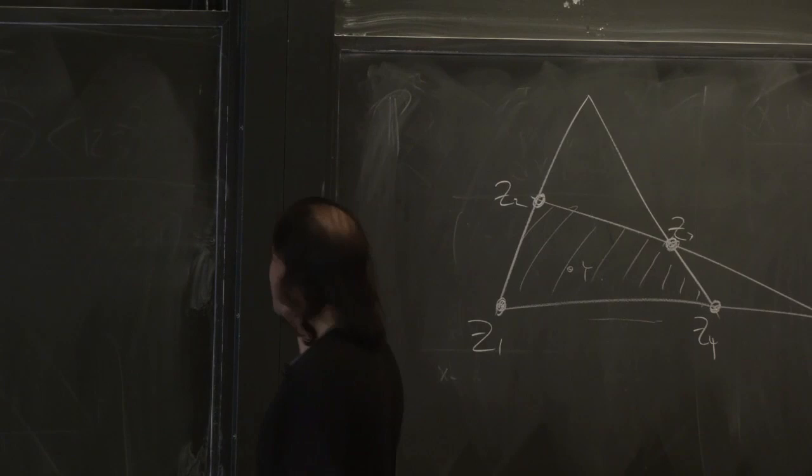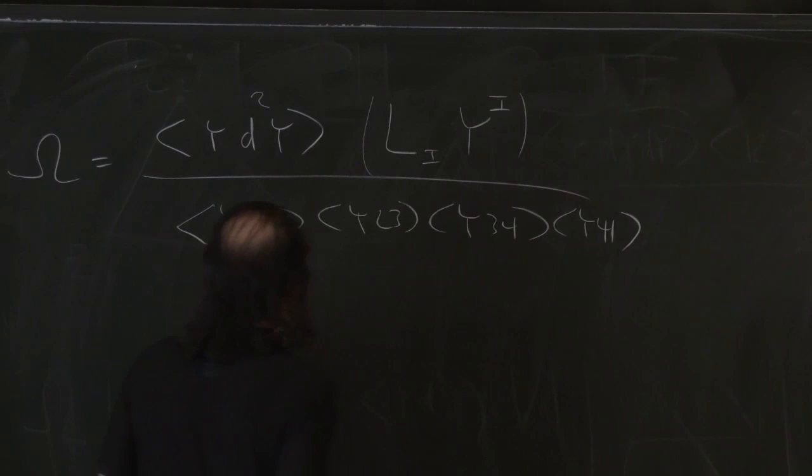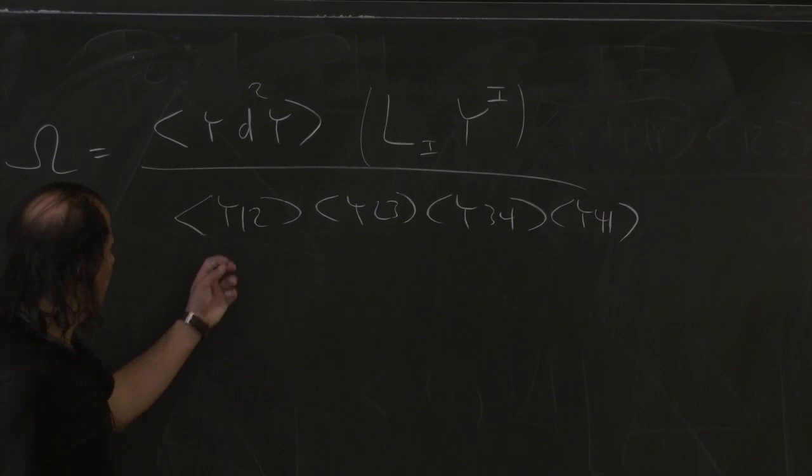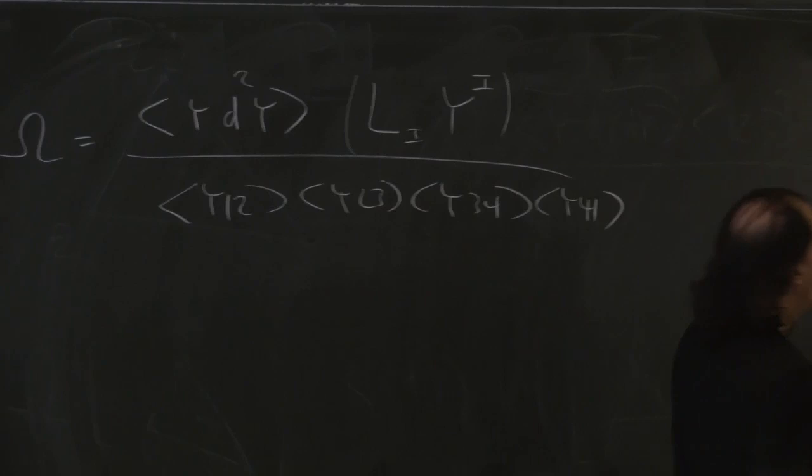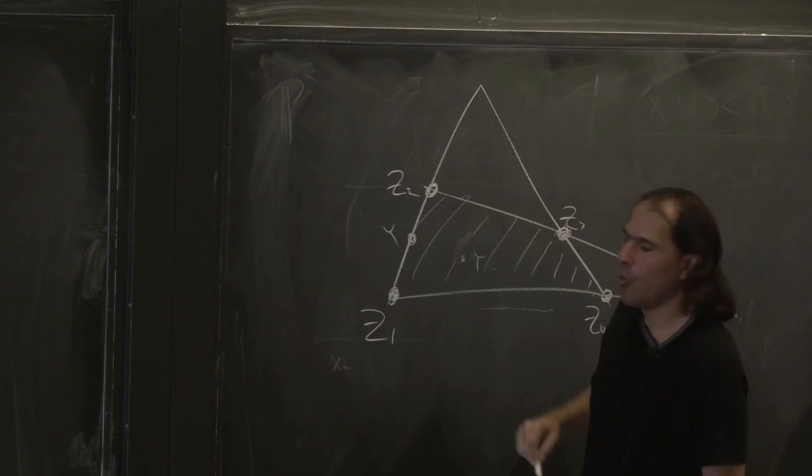It doesn't have to be inside. It's a form that's defined on this whole space. Now we're going to see what the purpose in life of this form is. The denominator makes it manifest that I have poles when y hits the lines 1 2, 2 3, 3 4, 4 1. But now let's take a residue when y hits the line 1 2. So let's say now y is here on the line 1 2 somewhere.